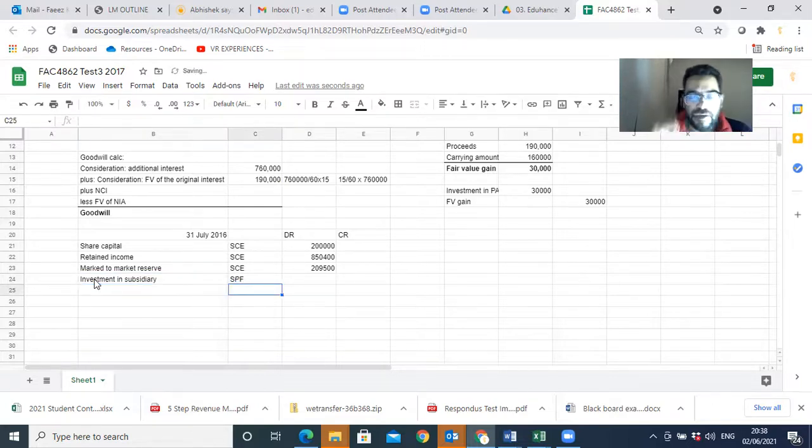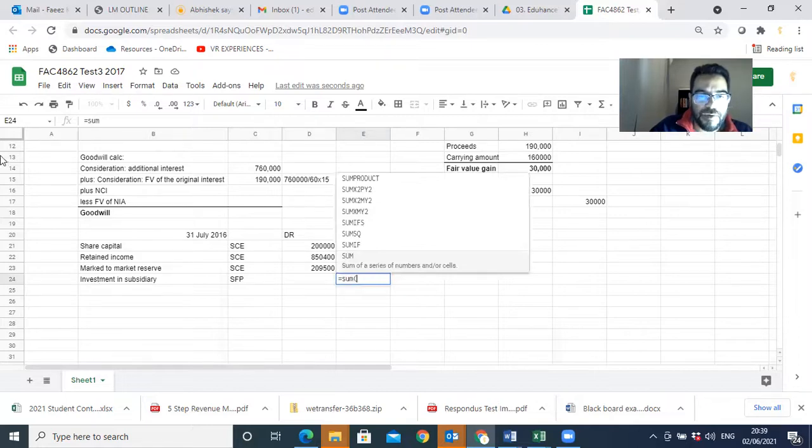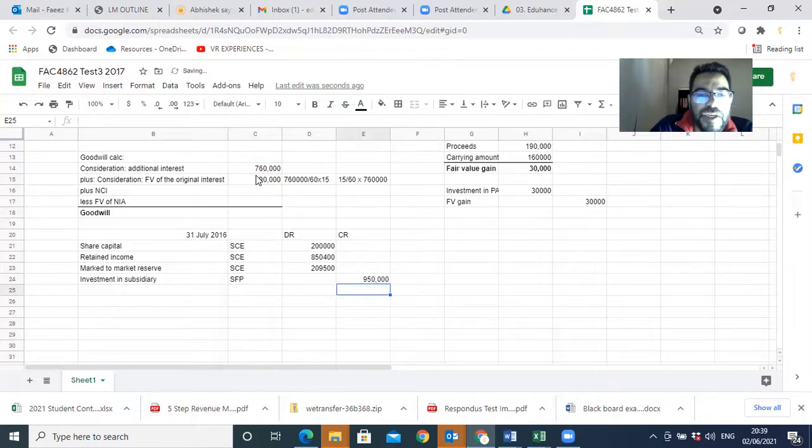So remember, SFP, we're eliminating equity. Equity is a credit balance. To get rid of equity, we debit. Similarly, investment in subsidiary is an asset, which is a debit balance. To get rid of the asset, we must credit it. $950. So number one, we eliminated equity. Number two, we eliminated investment in subsidiary.